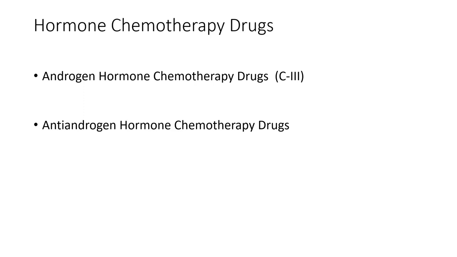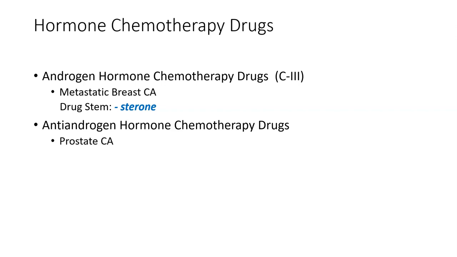They're going to mainly be used to counterbalance female hormones in treating metastatic breast cancer. Things like methyltestosterone and testosterone. So we're looking for drugs that have that drug stem of sterone, like testosterone. Now, an anti-androgen hormone drug is going to block male hormone. So these are going to be used in treating prostate cancer. That includes drugs like bicalutamide, which is known as Casodex, and has a drug stem of lutamide.